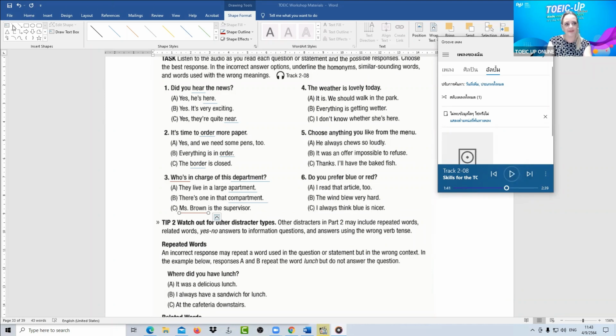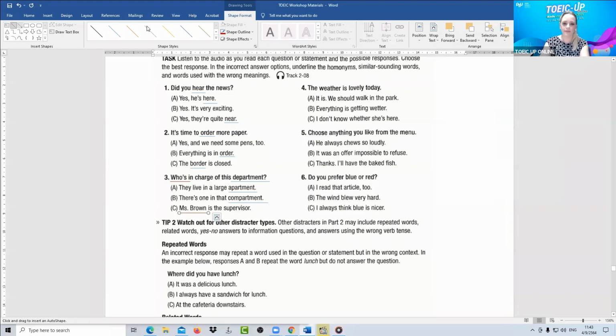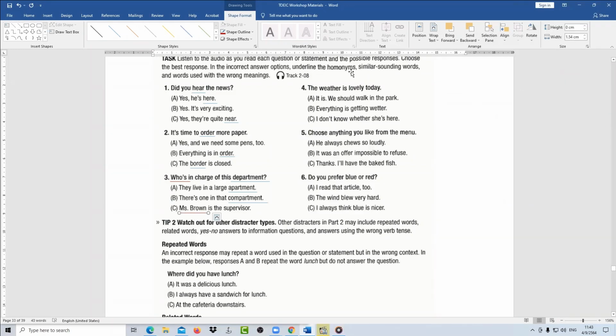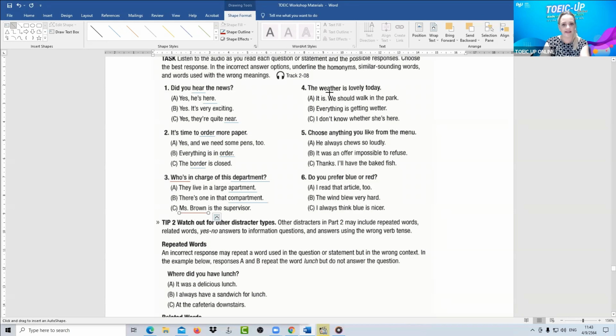Okay, so we're looking at the statement. What's the distractor? The distractor in the weather is lovely today is weather. Right? You will see in question B, wetter sounds similar. Wetter, weather, weather, wetter. And over here, weather and whether, homonyms, they sound exactly the same, but they mean completely different things. So the weather we are talking about outside, right?